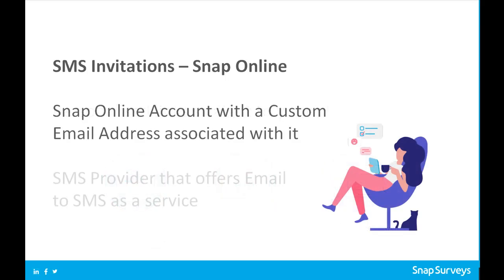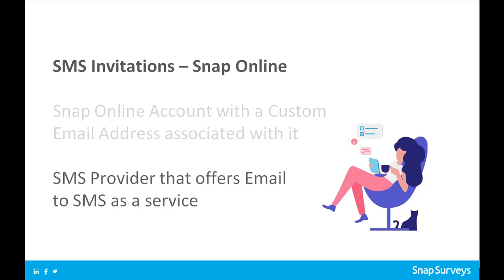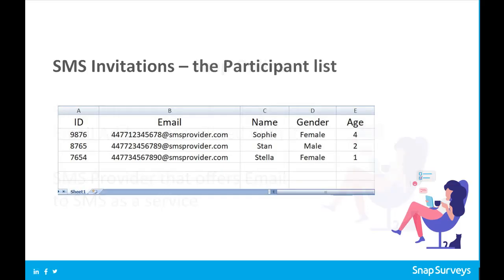To do this, you will need two things set up in advance. The first thing you'll need to arrange is for your Snap Online account to have a custom email address associated with it. You'll need to contact our sales team to get this activated. That leads us on to the second thing, which is to find an SMS provider, as it's this provider who will ultimately be sending the SMS invitations out on your behalf. Your SMS provider will ask you for your custom email address, so you will need to make sure you follow this step first. So let's begin.